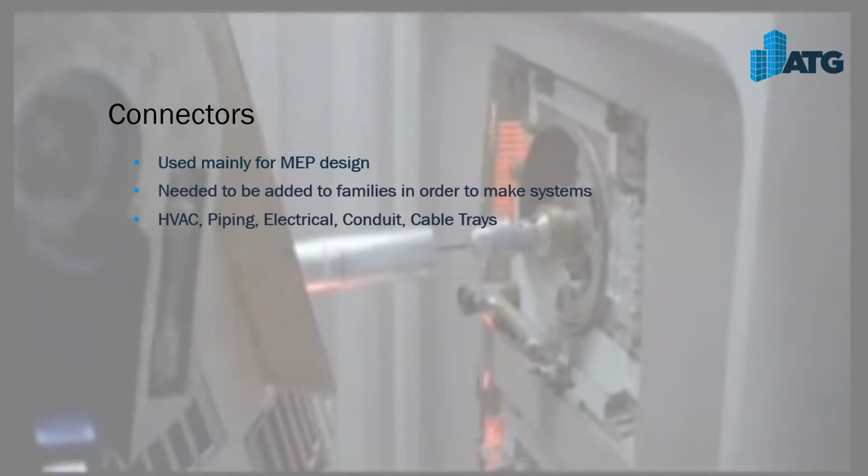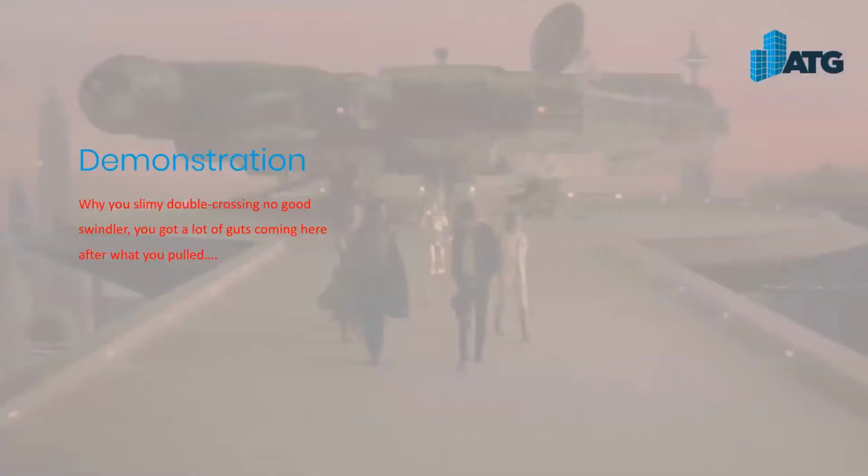And a lot of those connectors contain data that can create those systems, whether it be size or maybe flow type values or electrical type information that can be added to those connectors. And then I've got the listing of what type of connectors can actually be created. So we've got our typical HVAC, piping, electrical, and we also have the conduit type connections and cable tray type connections. All right, so I'm going to pop into Revit here and give it a little bit of a demonstration.